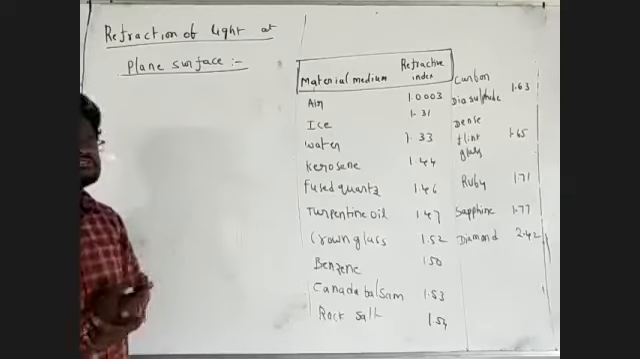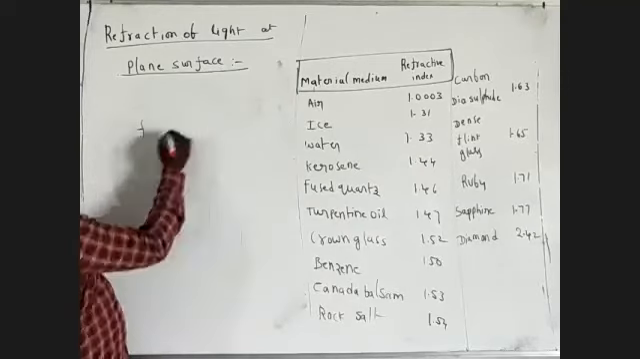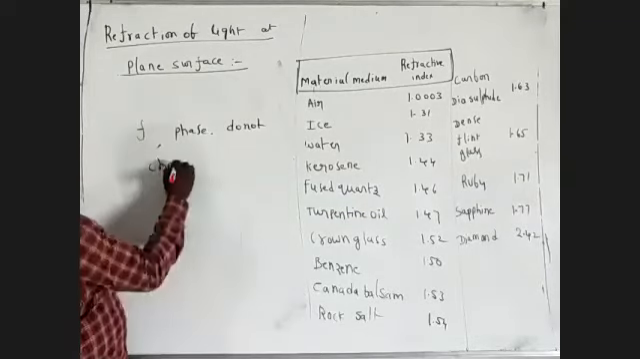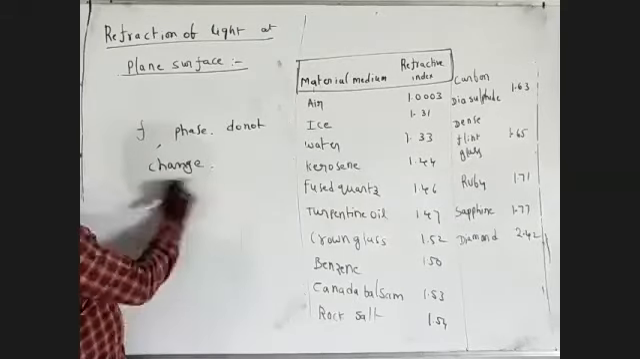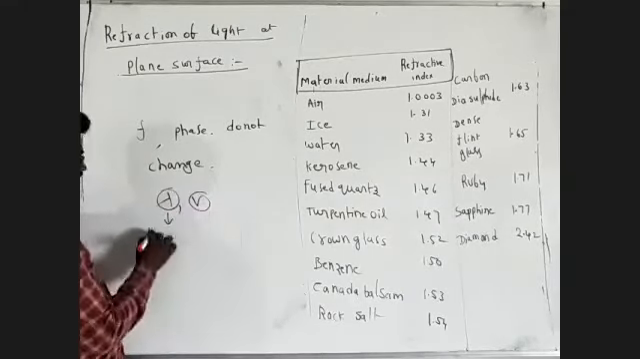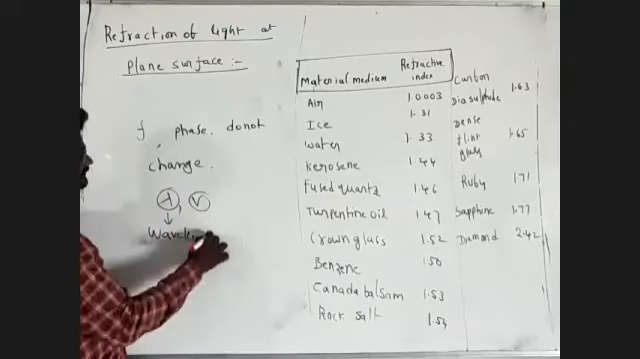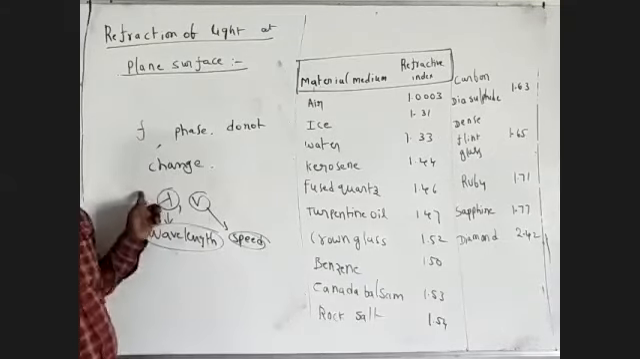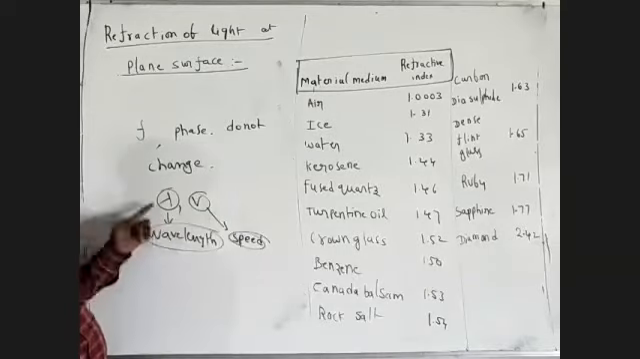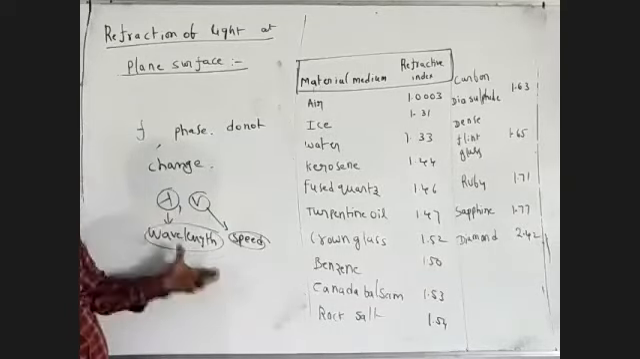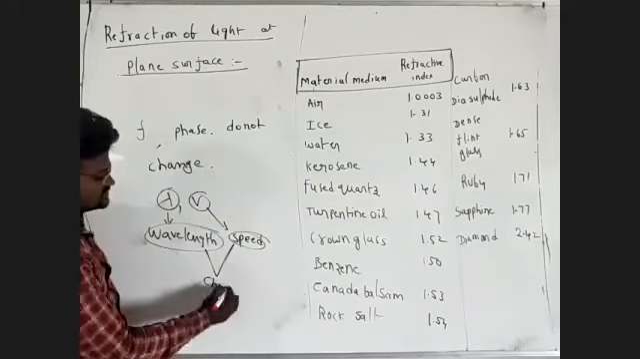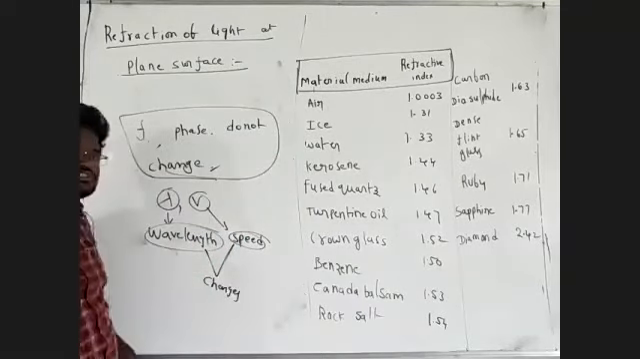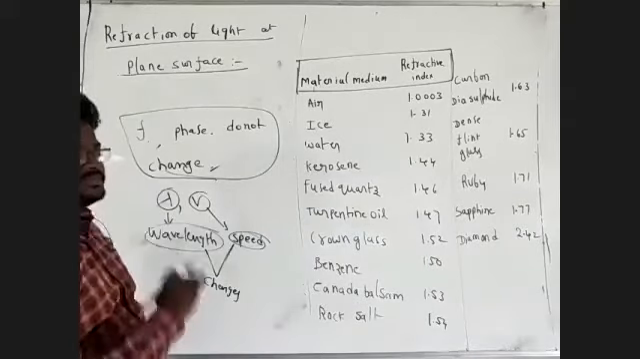Cause of refraction: frequency and phase do not change, but wavelength and speed both change. When light travels from one medium to another medium, the wavelength and speed of light both change. But here frequency and phase do not change.